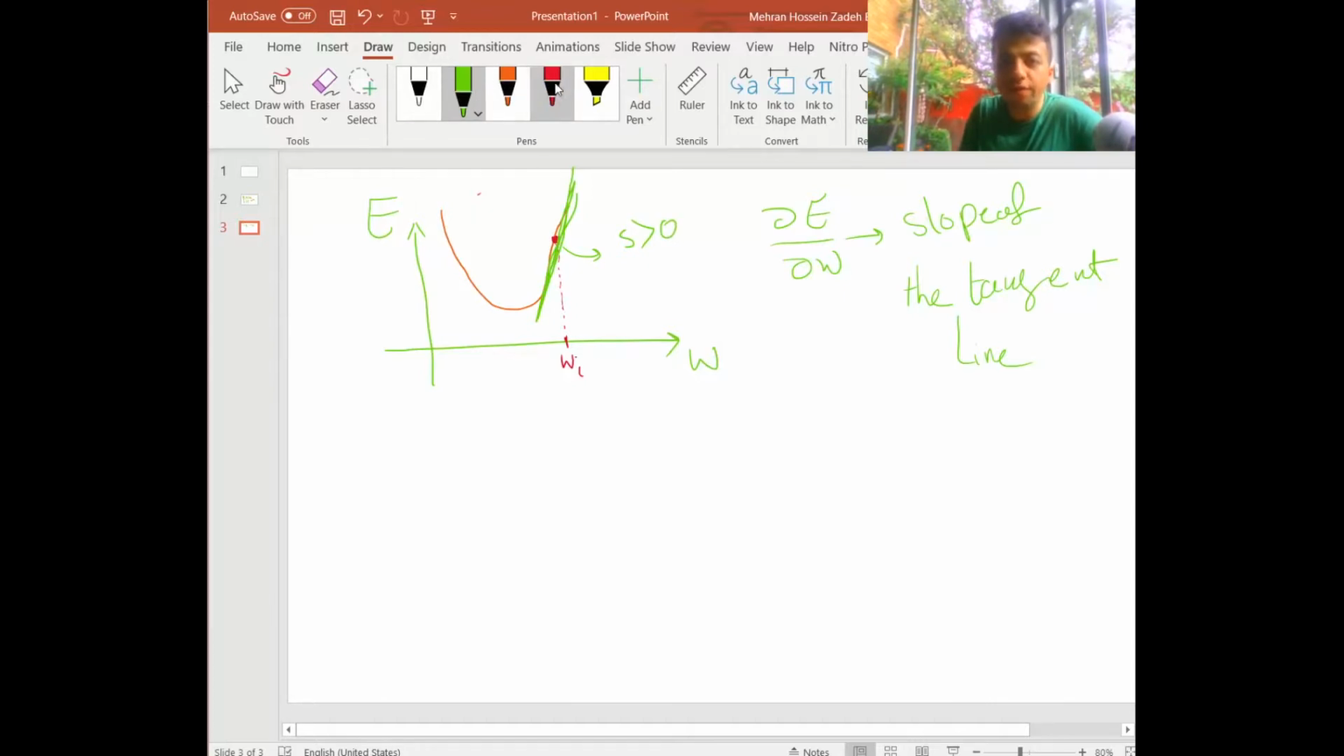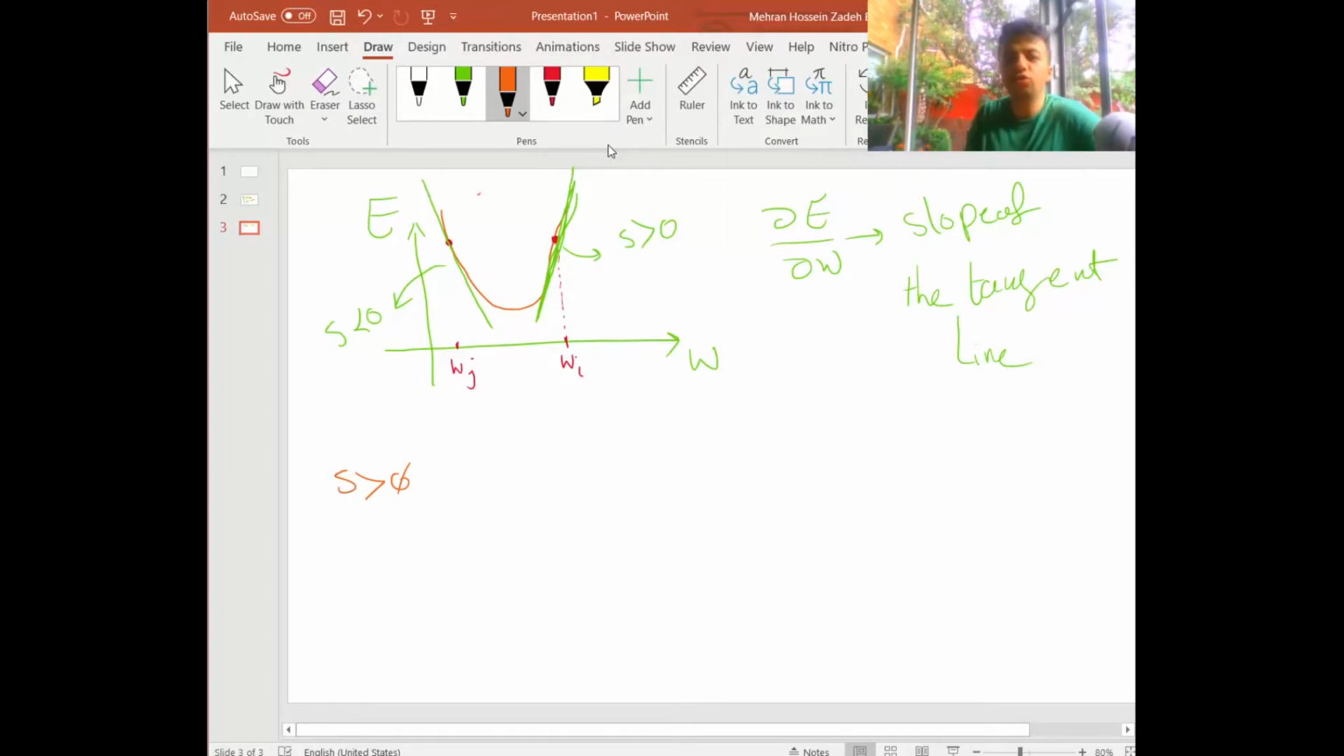Now, if this was the point at which we wanted to take the derivative of your error with respect to, say, wj over here, this would have touched the plot over here, and the slope of the tangent would be like this. And here, the slope is negative. What does this mean? Let's first talk about the case where the slope is bigger than 0.